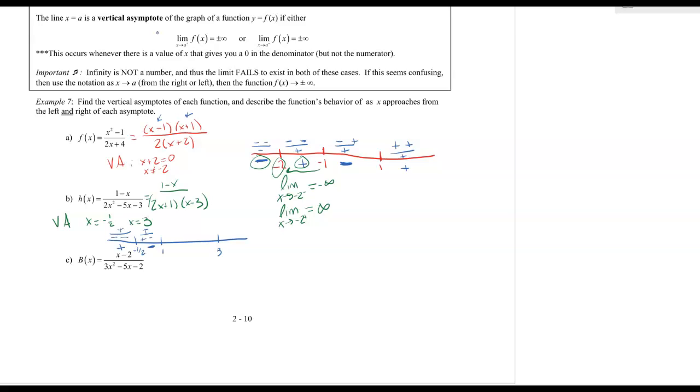Plugging in, for example, 2 because it's in between 1 and 3 should give me negative over positive over negative. So that whole piece is going to be positive. And then finally, I'm going to have a negative over, plugging in 5 or something like that, a positive and a positive. So negative divided by 2 positives should give me a negative answer overall.